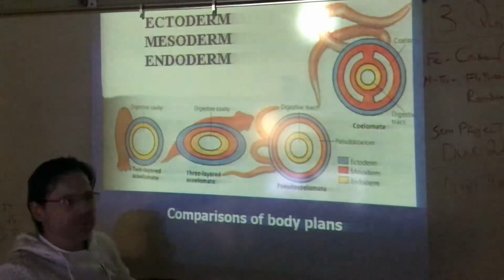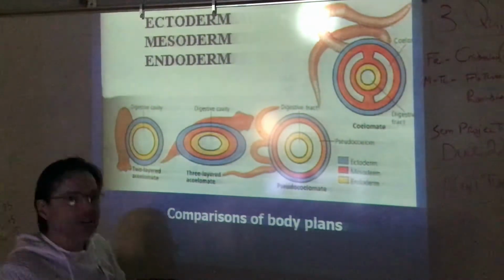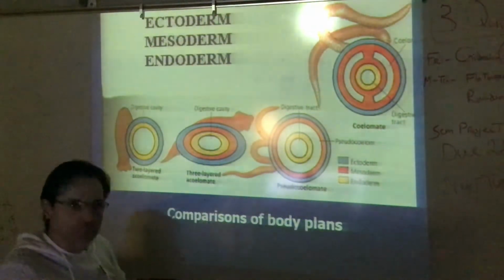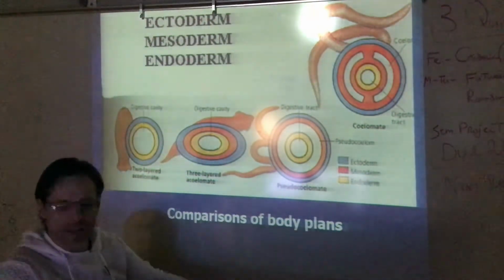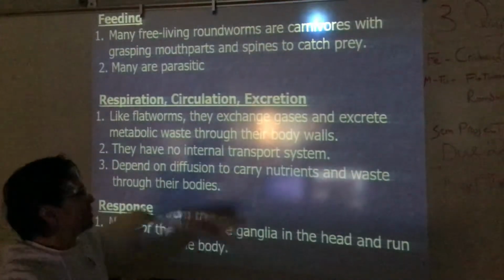Like I said, kidneys, intestines, true digestive tracts, true reproductive systems, true central nervous systems, a pumping heart, arteries, veins, that kind of stuff, okay? All right. So let's get into the systematics real quick.